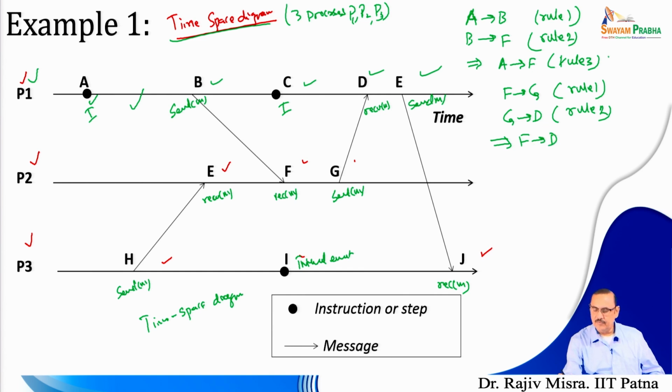Since A has happened before F and F has happened before D, this also implies that A has happened before D, using rule 3. A has happened before F. Now, further, F has happened before G and G has happened before D, so F has happened before D. So, this will imply that A has happened before D again by rule 3.